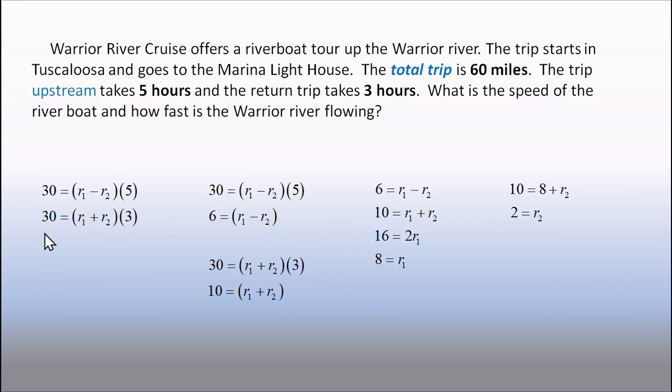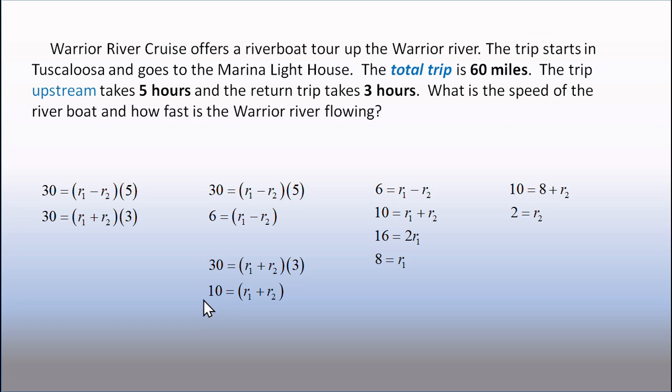So here are our equations, and all we did was substitute the values. First we substituted 30 in each, and 5 hours upstream and 3 hours downstream. Next, we solve for each equation. First, I divided by 5, and then I got 6 equals R1 minus R2. On the other equation, I divided by 3, so 10 equals R1 plus R2.